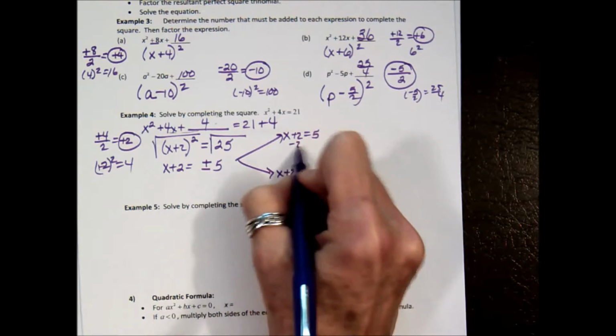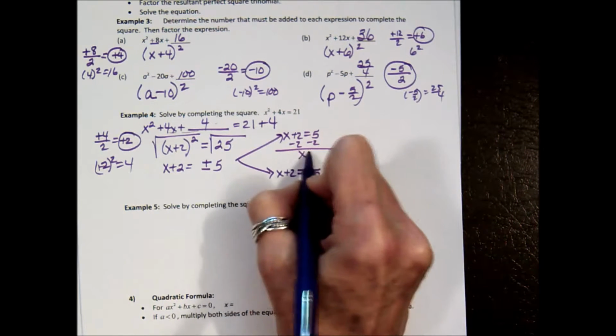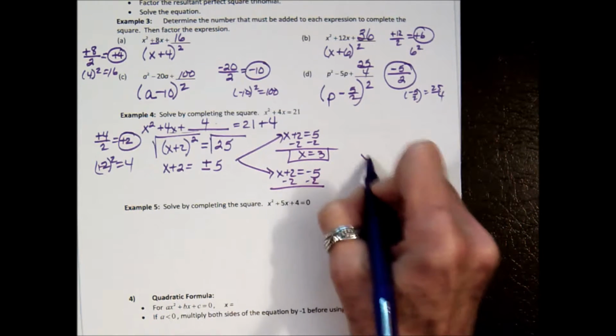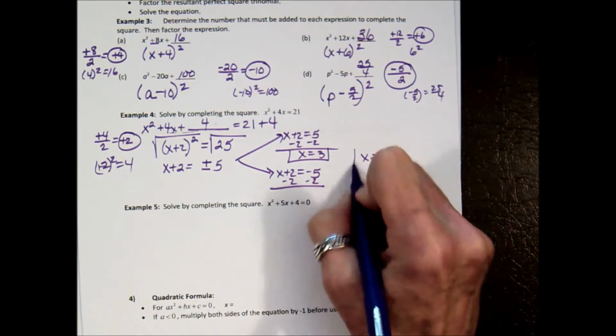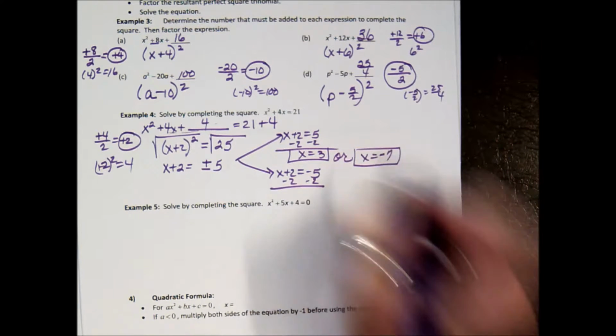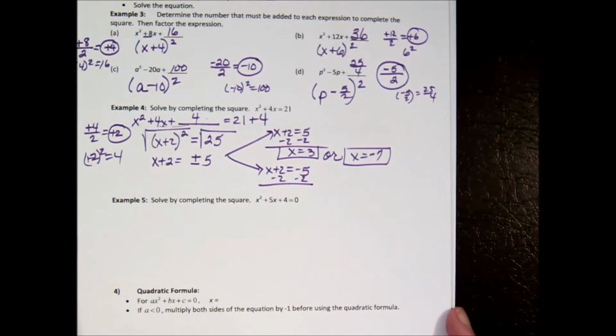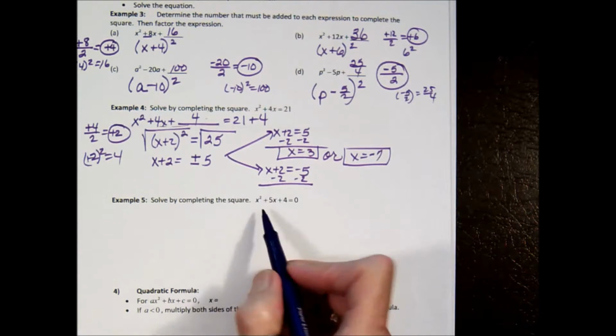Solve those two equations and we get x equals 3. Subtracted 2 here and we get x equals negative 7. So those are your two solutions, negative 7 and 3. All right, let's do another one that is not set up correctly.